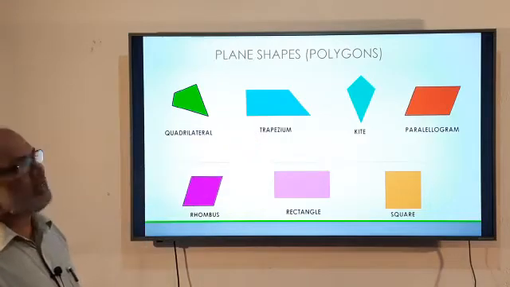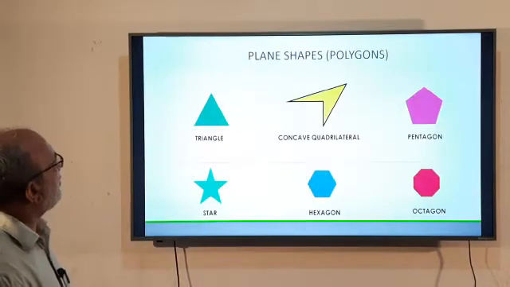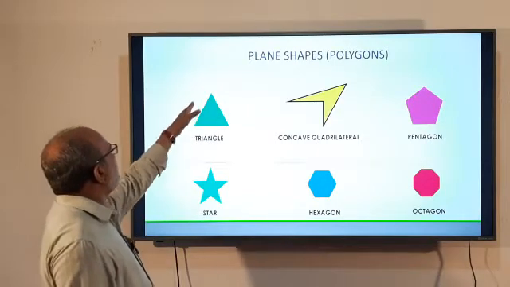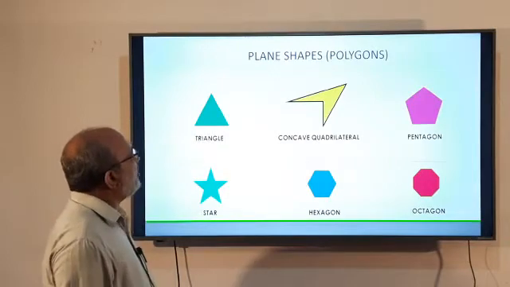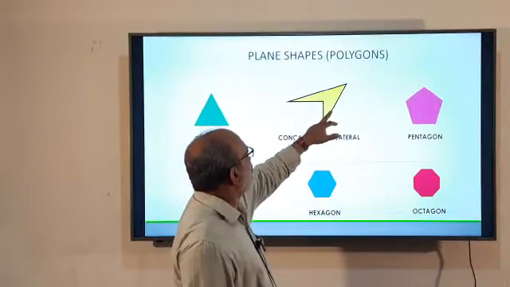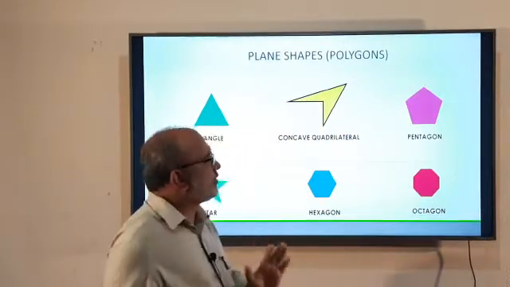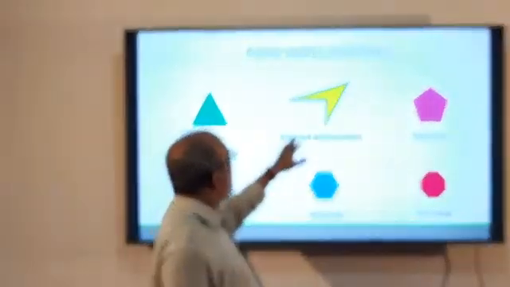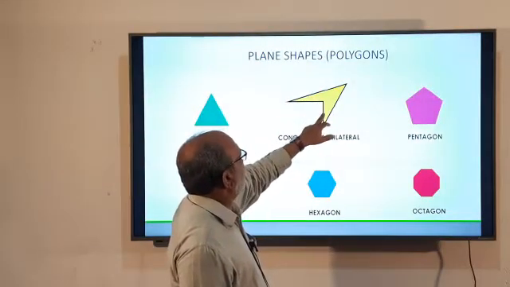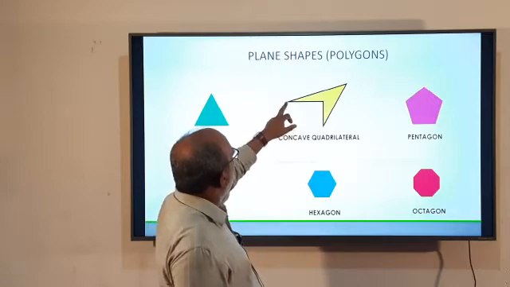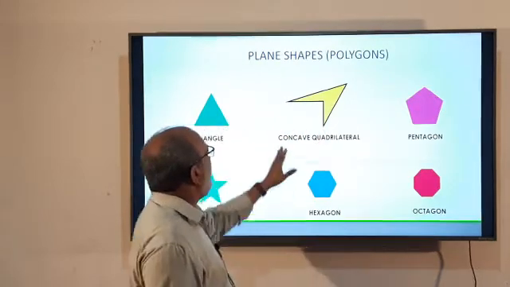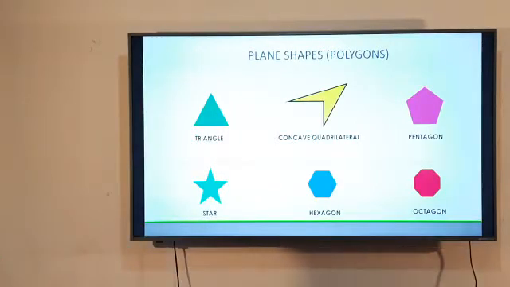Okay, let's proceed. Here we have some more shapes. These are polygons. This is a three-sided polygon, a triangle. It's a concave quadrilateral. It's a quadrilateral, 1, 2, 3, 4, a four-sided polygon. Why do we call it concave? Because you see, this angle is more than 180 degrees, and when we make a diagonal from this point to this point, this diagonal will be outside. For this reason, we say it is a concave quadrilateral.